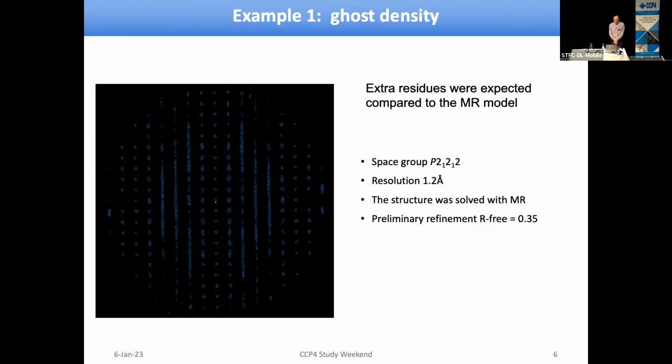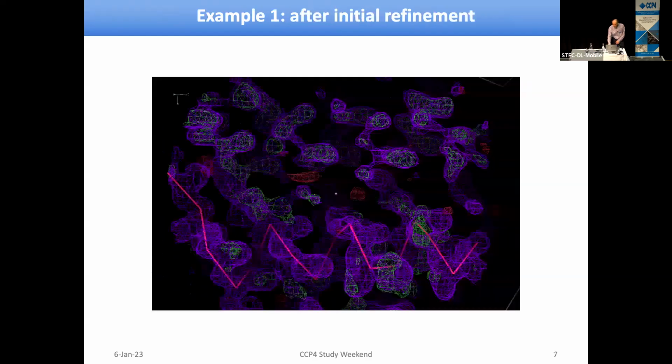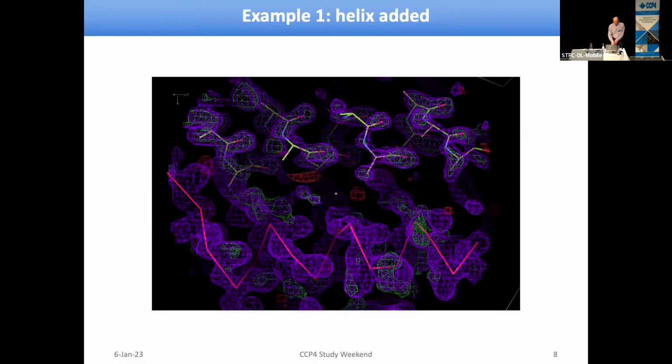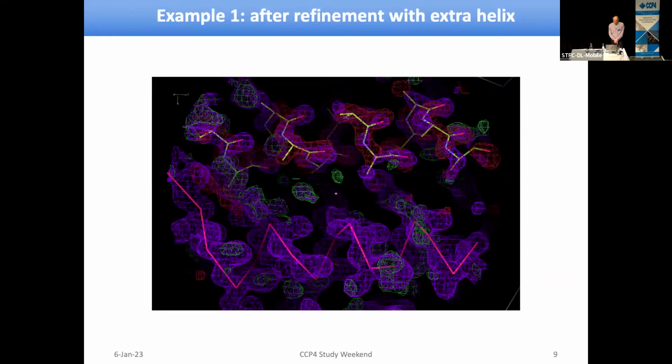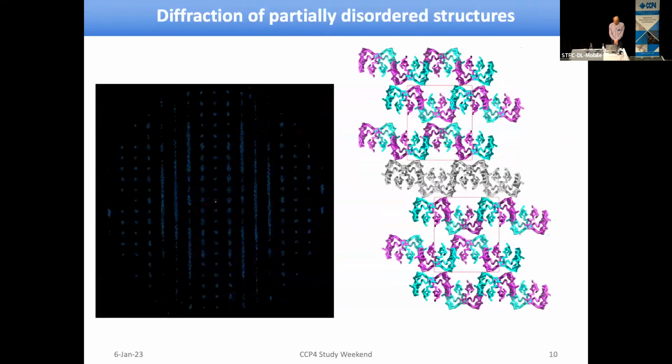Back to the story of example 1. The crystallized protein was expected to contain extra residues compared to the MR model. MR solution was easy, and initial refinement results appeared to be in agreement with the incomplete model. And let's look at maps. So yes, there is a density. Is it for the missing part of the model? Well, a helix fits in there, right? Let's refine. Oh no, probably the helix doesn't belong here. Refinement doesn't work. Okay, let's investigate.